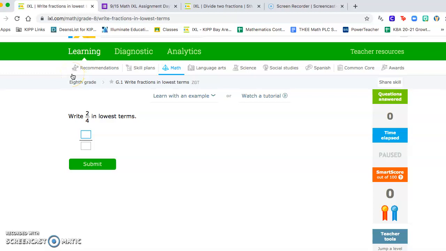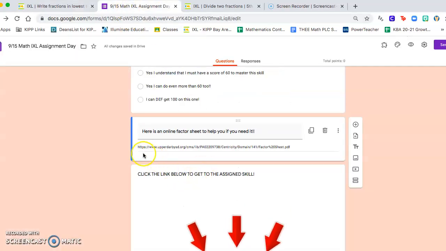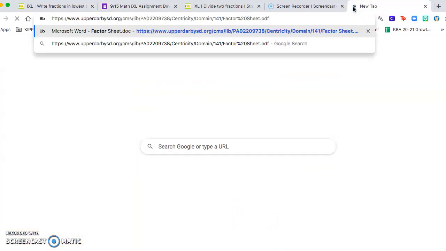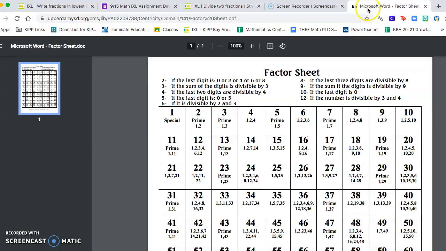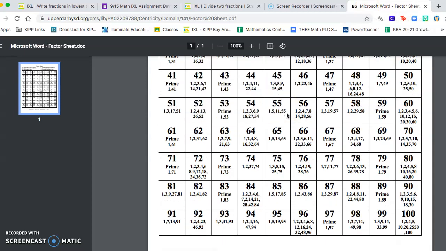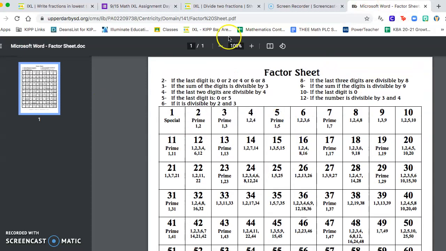Alright, so your next skill is write fractions in its lowest terms, which basically is just another word for simplifying. So in your form, I shared with you a factor sheet right here. If you click on it, it's going to actually give you all the factors from 1 to 100. Okay, so that's your factor sheet.